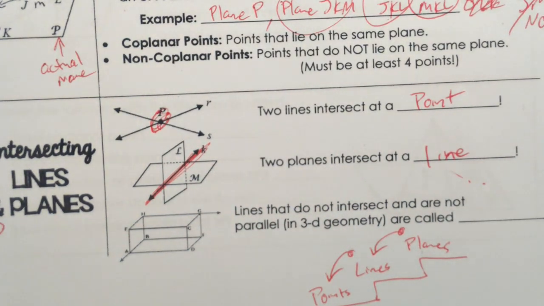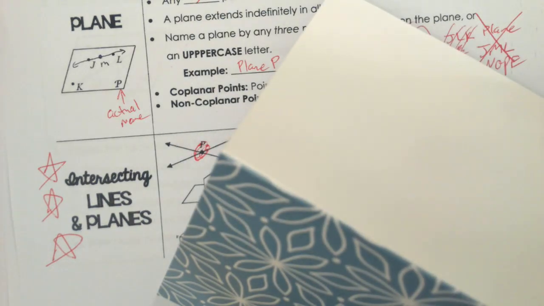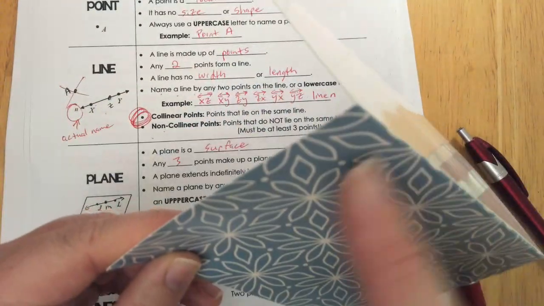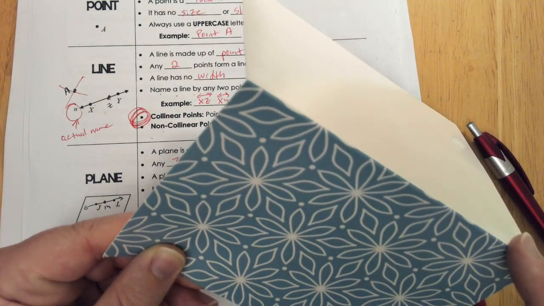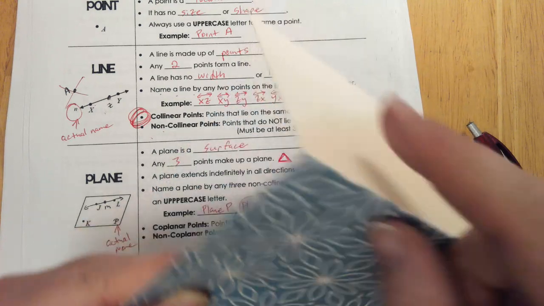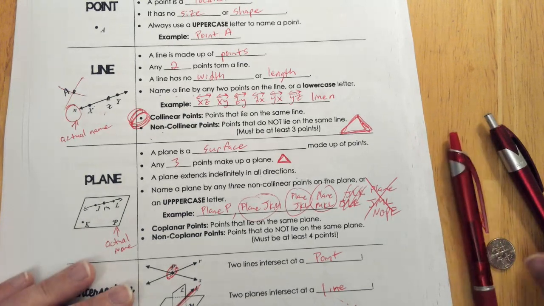All right, so think about a folder. If you have a folder like this, so this plane and this plane, they intersect to make this line right there. You can see the edge of that line right there. And then finally, lines that do not intersect and are not parallel are called skew.